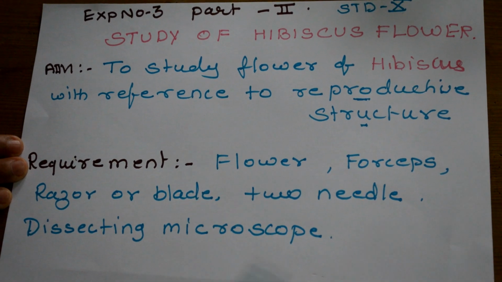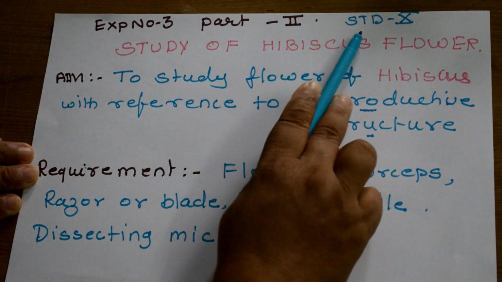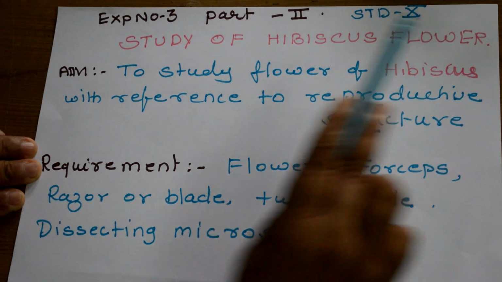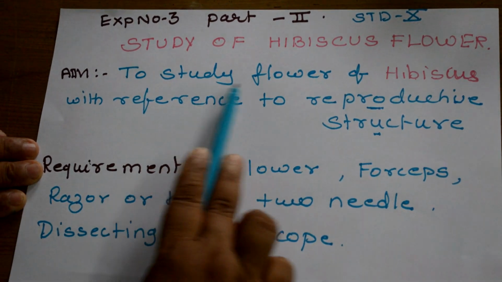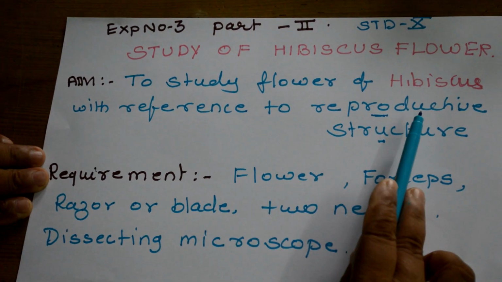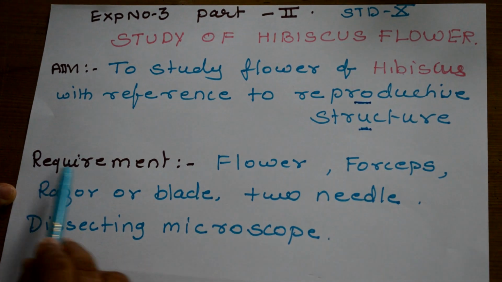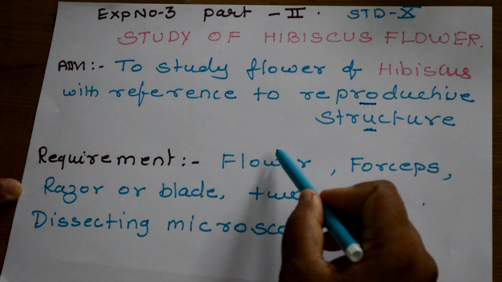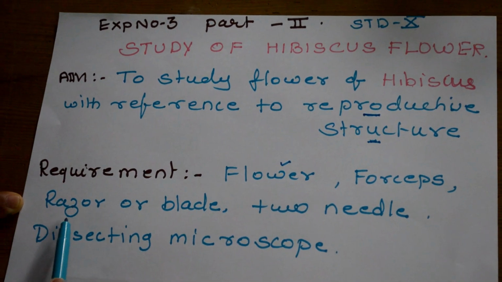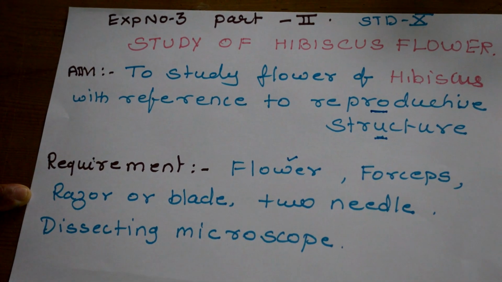Hello children, now we will be learning experiment number 3 of part 2 of standard 10, which is study of hibiscus flower. Aim of the experiment is to study flower of hibiscus with reference to the reproductive structure. The requirement for the experiment is the flower of hibiscus, forceps, razor or blade, 2 needles and dissecting microscope.